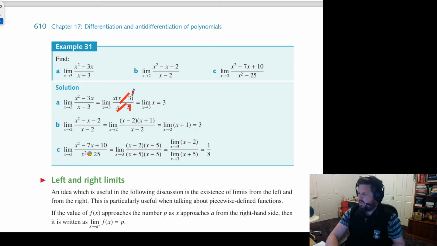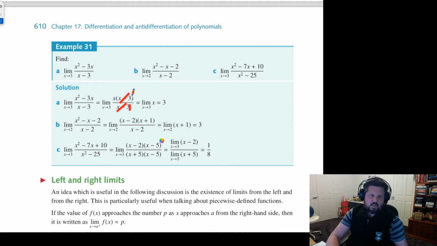This one here, there's factorization that needs to take place on the top and bottom line. Top line factorizes to x take away 2, x take away 5. Bottom line is a difference of perfect squares. x squared take away 5 squared factorizes to x plus 5, x take away 5. Again, you've got an x take away 5 on the top line, x take away 5 on the bottom line. They cancel each other out, and you're left with x take away 2 on the top line, x plus 5 on the bottom line.